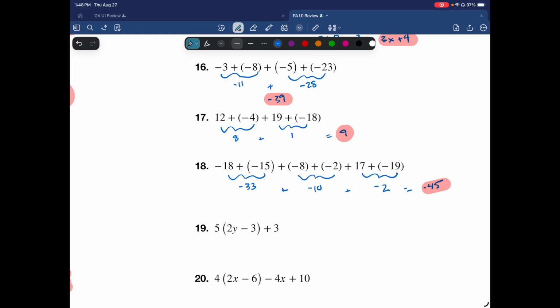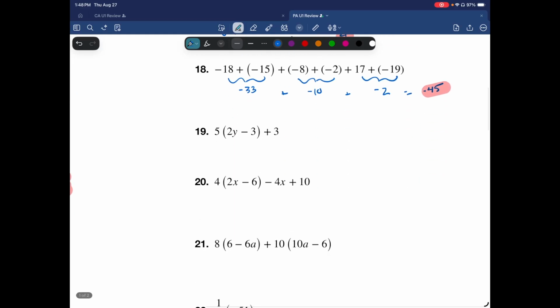All right, and then on 9, you're going to distribute. All right, you're going to take the 5 and give it to everything on the inside. And so you got 10y minus 15 plus 3. All right, the back two terms are like terms. So you got 10y minus 12 for your answer.